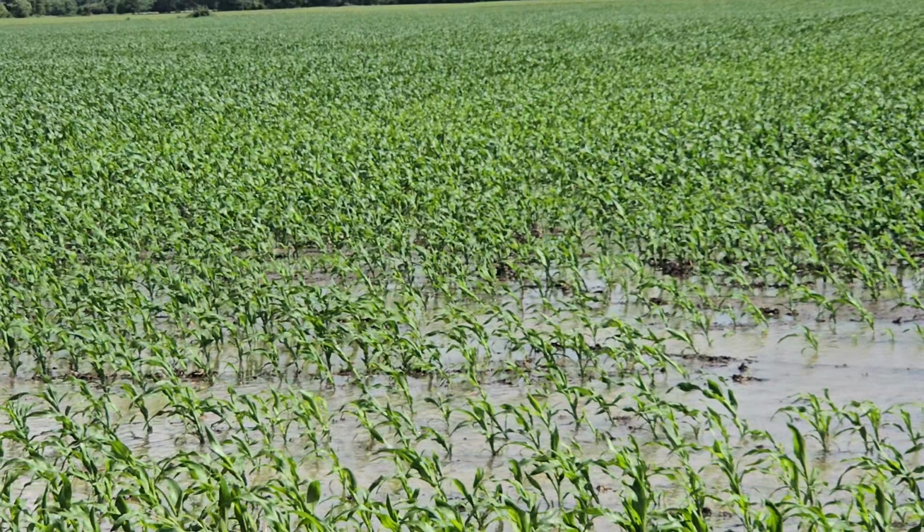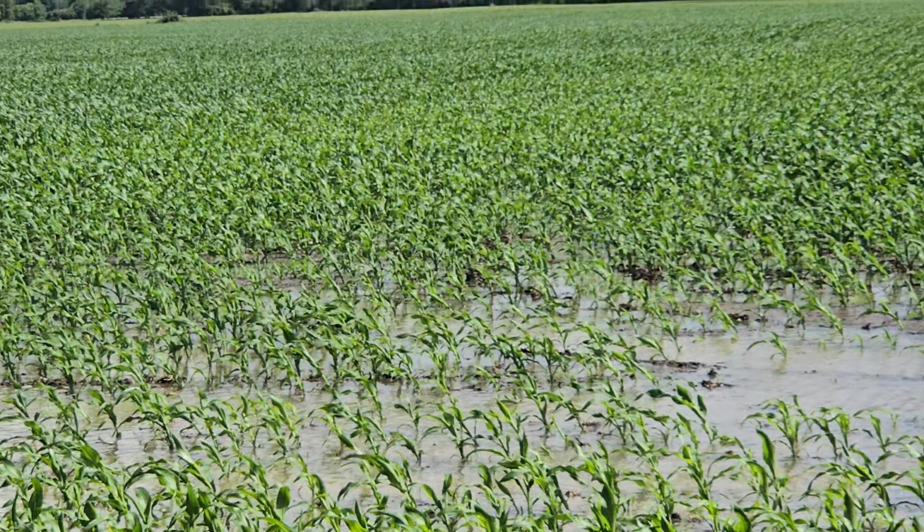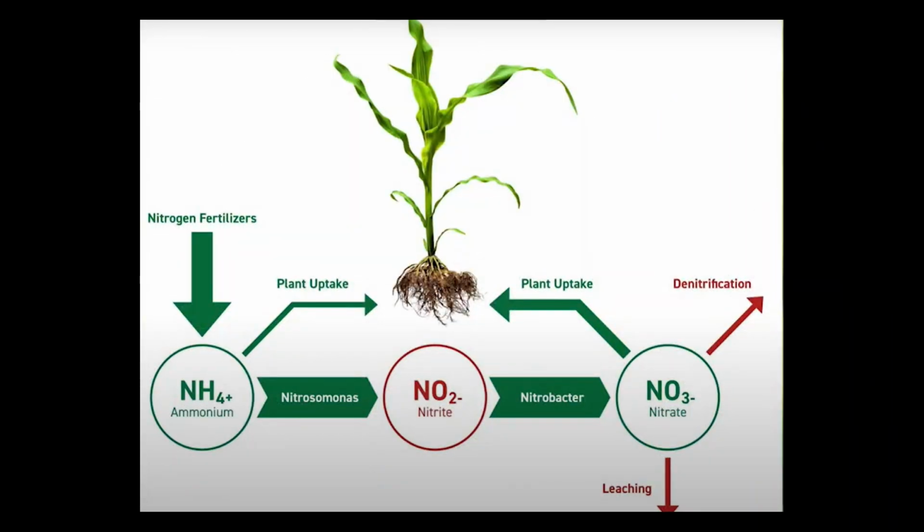Then leaching is the movement through the soil, and again, when it converts to nitrate with the negative charge and moves through the soil with a negative charge, it will not attach to the soil, so it'll move on through.